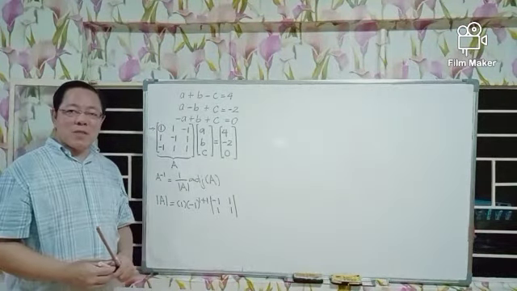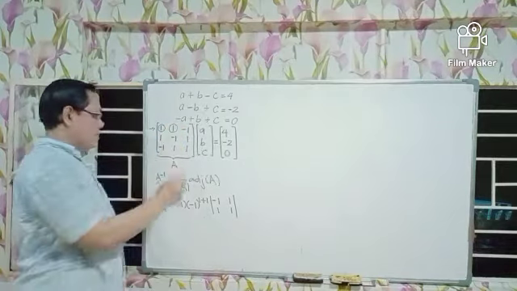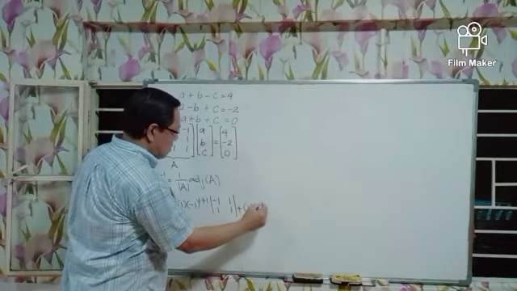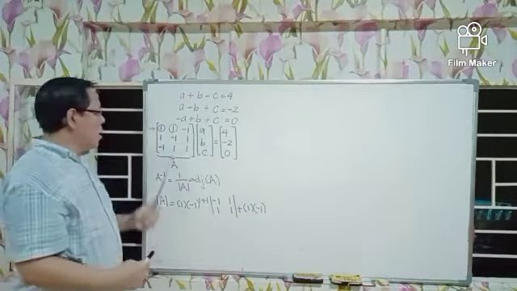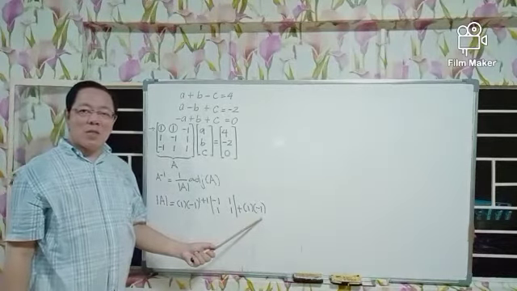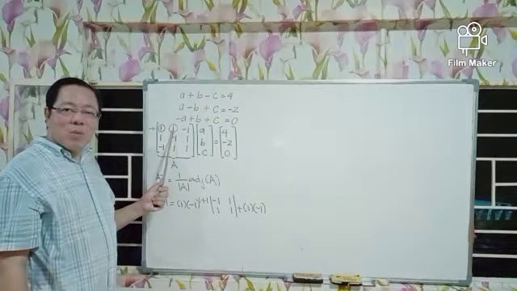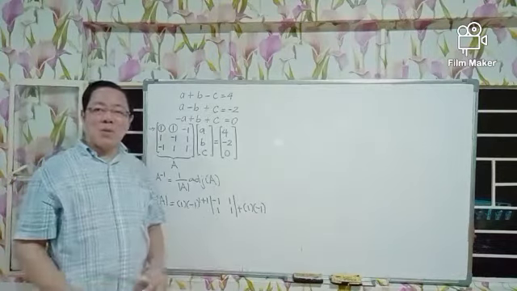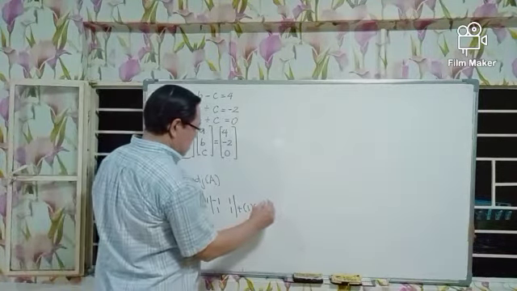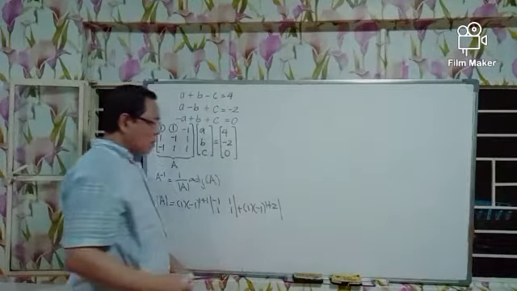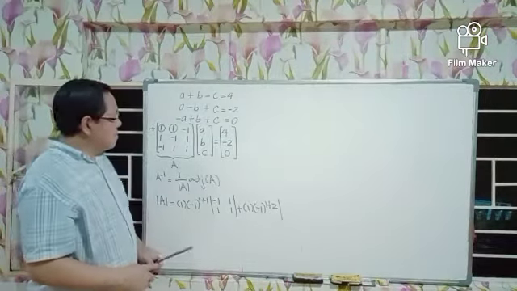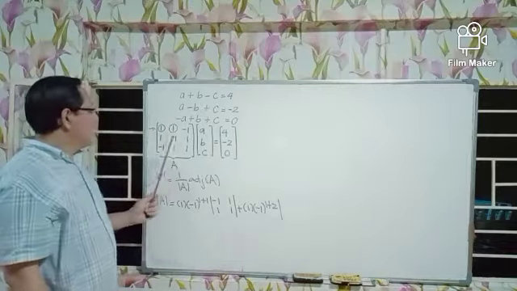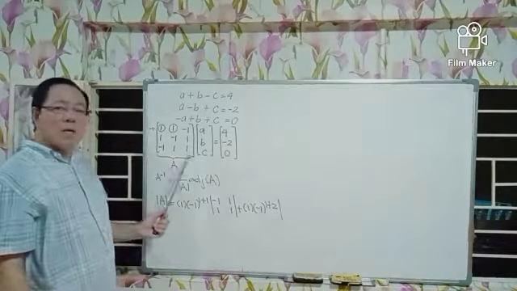The next entry in the first row is 1. We write +1, multiplied by the cofactor of 1, given by -1 raised to the row number of this element, 1, plus the column number of this element, 2. -1 raised to 1 plus 2, multiplied by a determinant that remains after deleting the first row and the second column. And you get 1, 1, -1, 1.